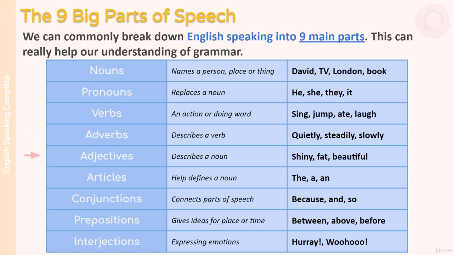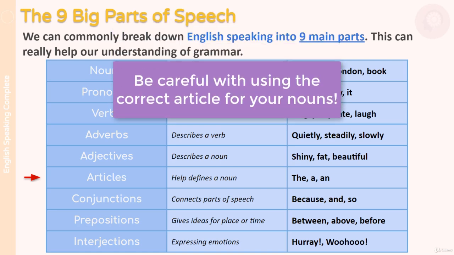Then we have adjectives, which simply describe a noun. Shiny, fat, beautiful. And now we have articles, which I commonly see non-native English speakers making mistakes with. And this just helps define or say which noun we are talking about. And here's just 3 of the main articles we'll be looking at. The, a, and an. Really important to make sure that we are getting each article right when we use it.